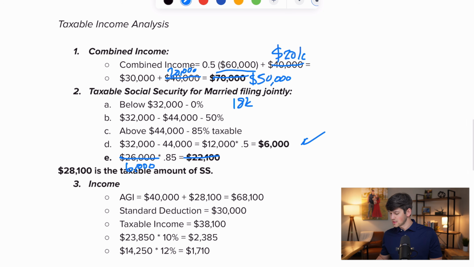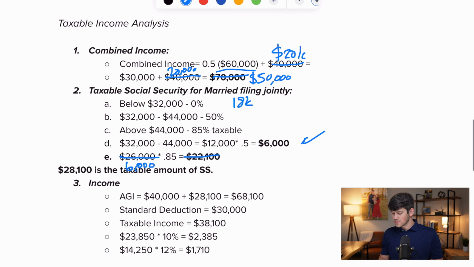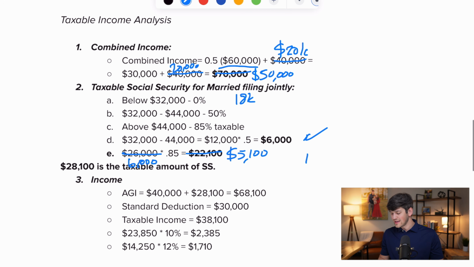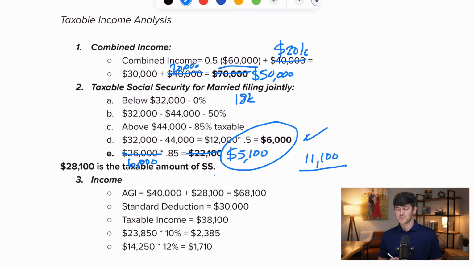So 6,000 times 0.85 equals $5,100. So that's the amount above 44,000 that's left over. 6,000 bucks of that, 85% is subject to taxation. So now we have a total of $11,100 between these two, right? That's our new total taxable Social Security income amount. So we had $60,000 of Social Security, but only $11,100 is taxable.